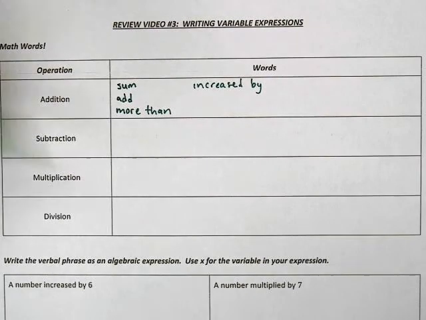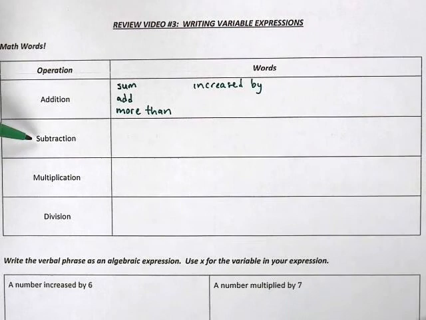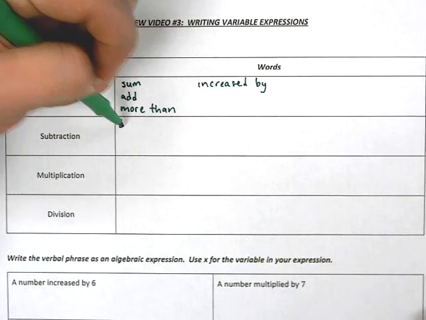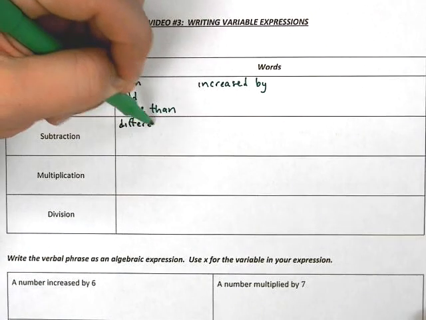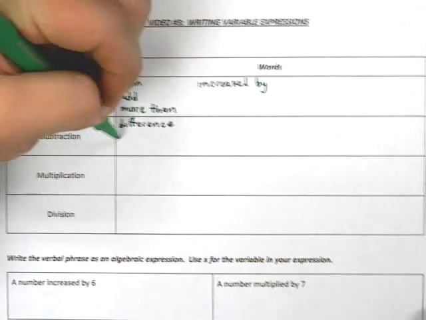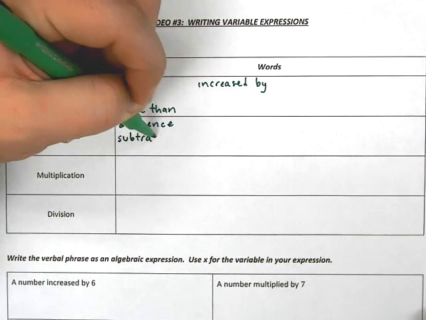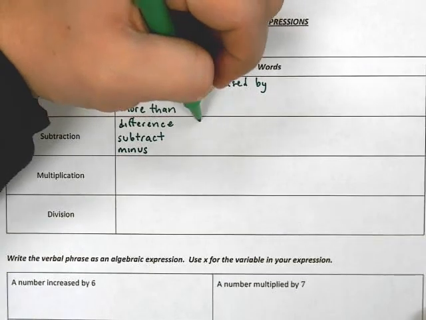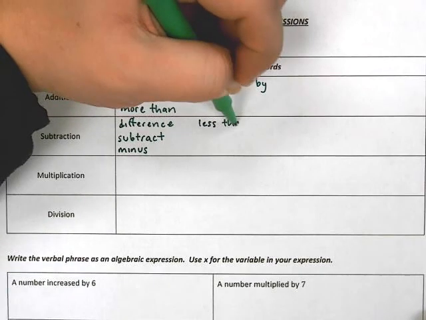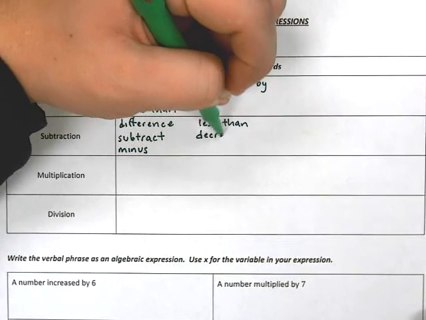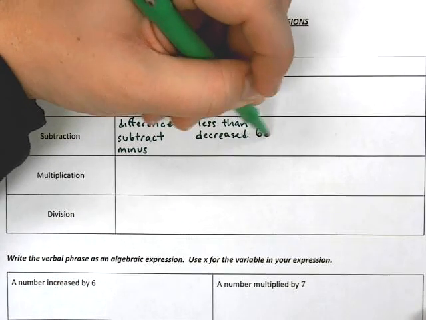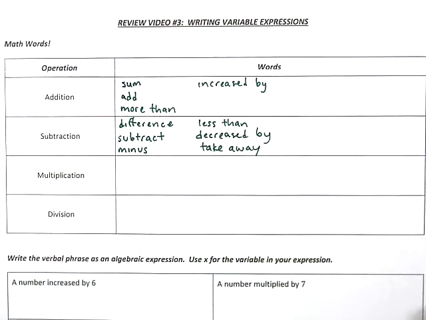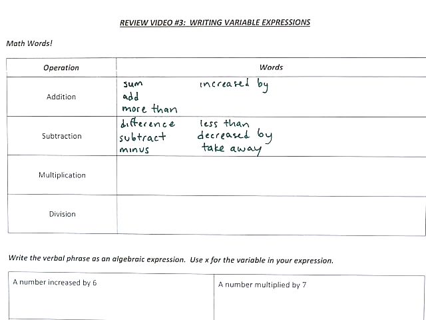Kind of going the opposite way of addition, when we talk about subtraction, we're no longer talking about the sum, but we're talking about the difference. All right, and so we know we can use a word like subtract. Another big one that we use a lot is minus. We can say less than. We can say decreased by. We can say take away.